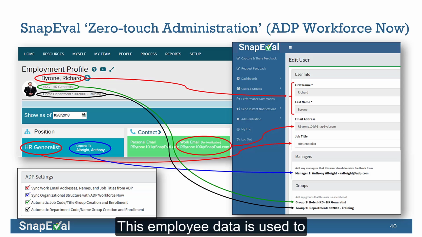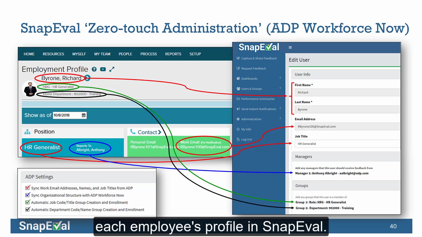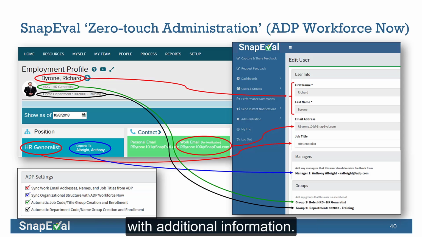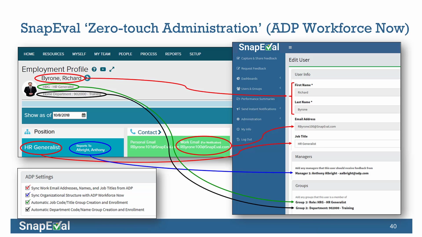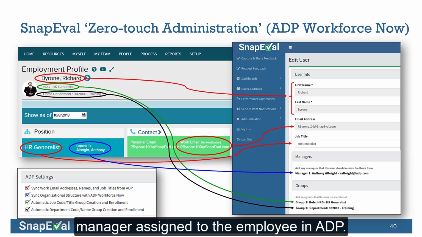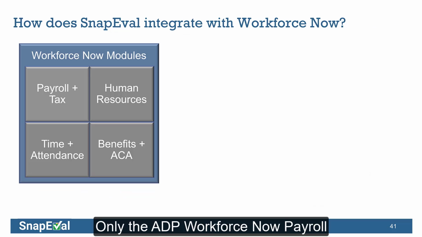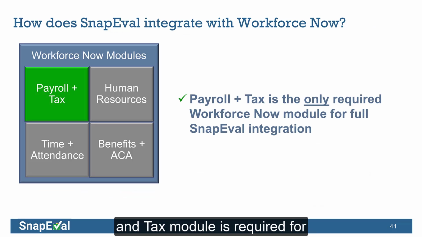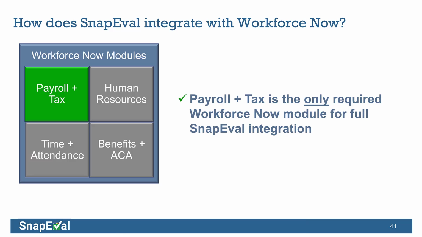This employee data is used to automatically configure and update each employee's profile in SnapEval. If desired, employee data from ADP can be replaced or augmented with additional information. For example, additional managers can be assigned to an employee beyond the manager assigned to the employee in ADP. Only the ADP Workforce Now payroll and tax module is required for full integration with SnapEval.